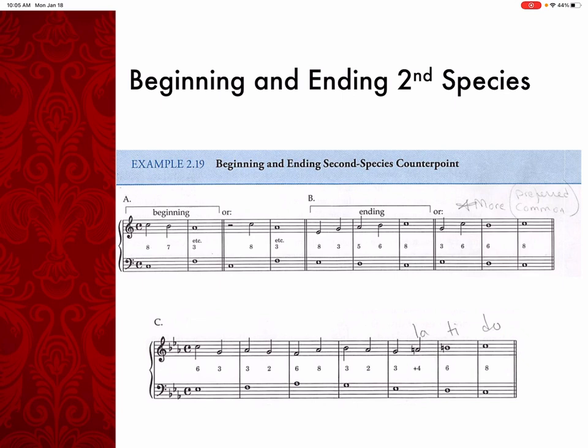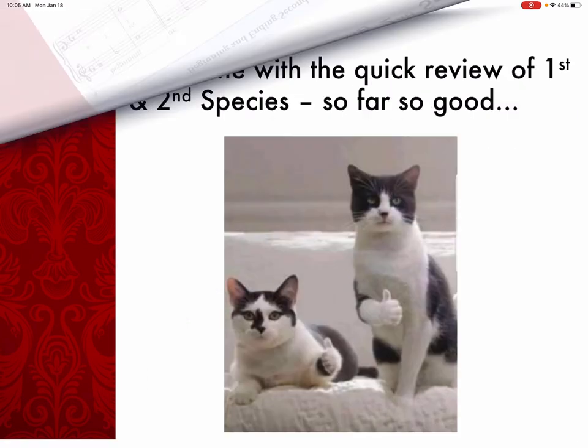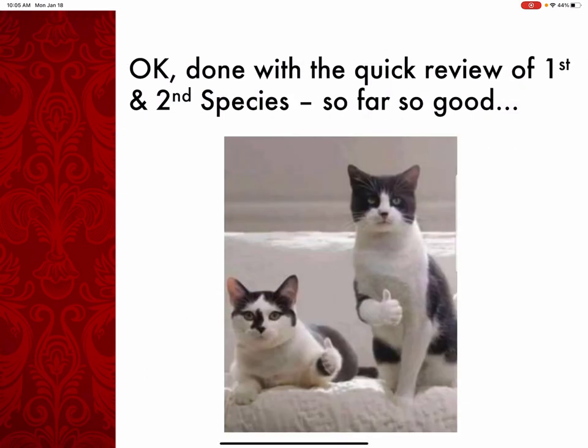Because we don't use augmented and diminished intervals. So A flat to B natural is an augmented second, and that's why we have to raise it to A natural. And we're done with a quick review of first and second species now. So far, so good. Hang in there.